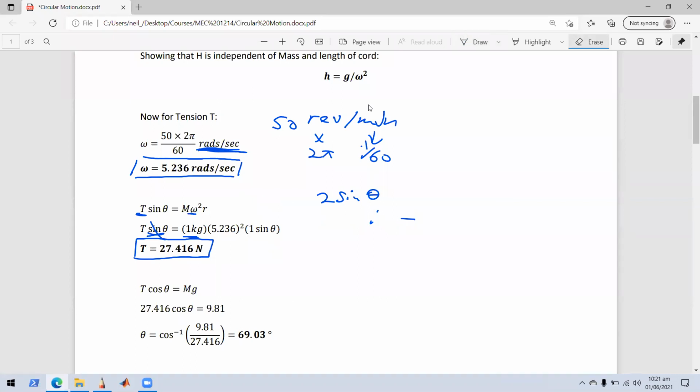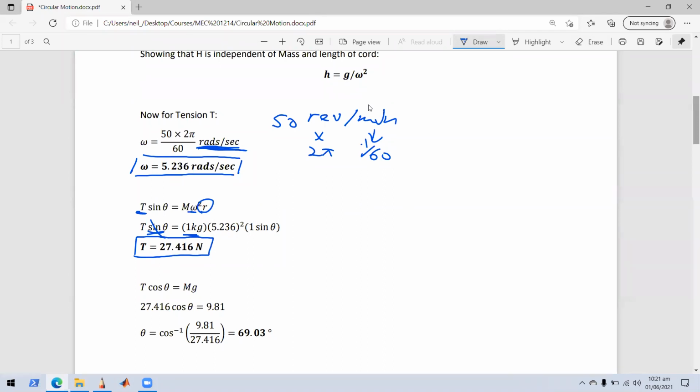Or sometimes, from some previous working, the question might ask different things. You might already have a value for r, so you can go ahead and plug that value in right away if you already have it.